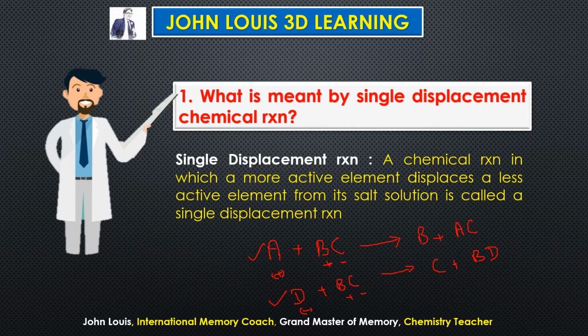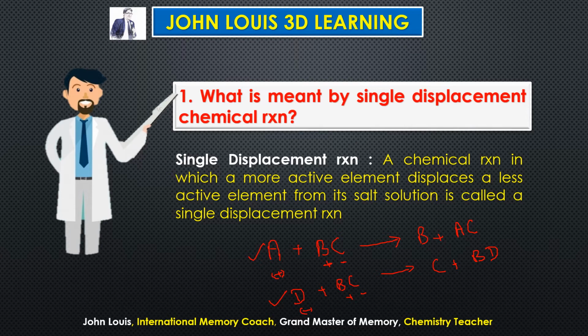From this, what can we define? What is meant by single displacement reaction? A chemical reaction in which a more active element displaces a less active element from its salt solution is called a single displacement reaction. Here A is displacing B. This is a salt solution of the compound BC. We have to dissolve it in water. Take the compound, dissolve it in water. That is what is known as a salt solution.